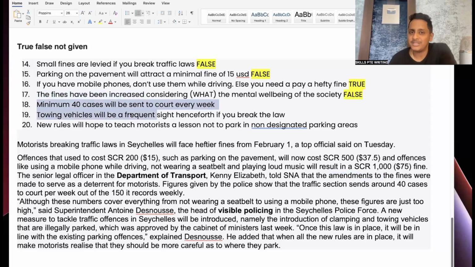Minimum 40 cases will be sent to court every week. Some 40 word. What is the answer?